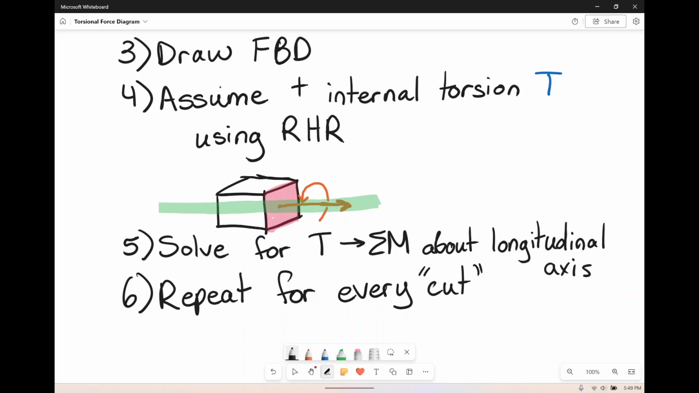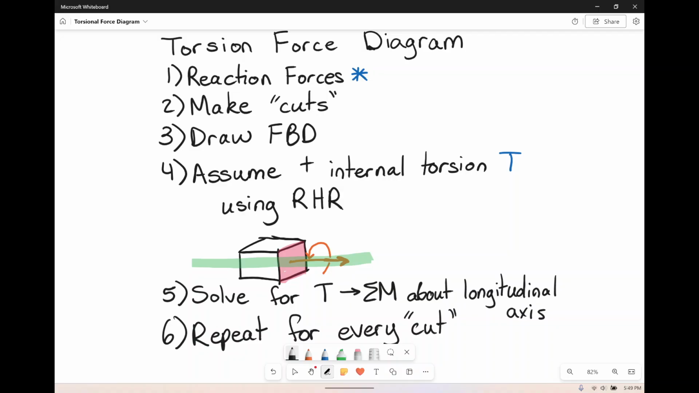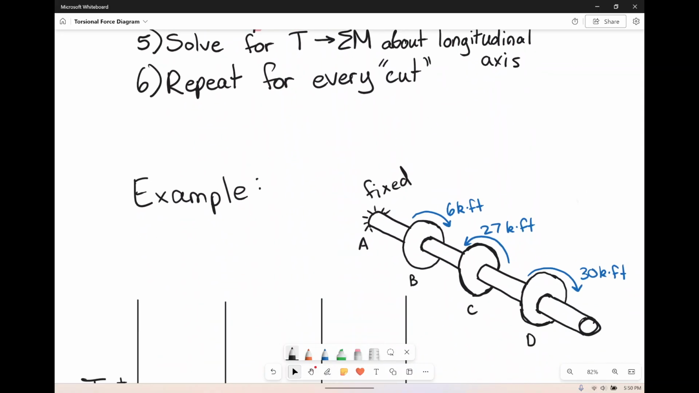All right, that's all there really is to it. Not much. Calculate your reaction forces. It's a huge suggestion, please do it. It does make it nice. We're going to make a cut every single time there's a change in loading. We're going to draw a free body diagram for the cut. We're going to always assume that our cut has the positive internal torsion direction found by right hand rule. We're going to solve for this T value by summing moments about the longitudinal axis, and then do it again and again for every cut. So sounds pretty good. So here we go.